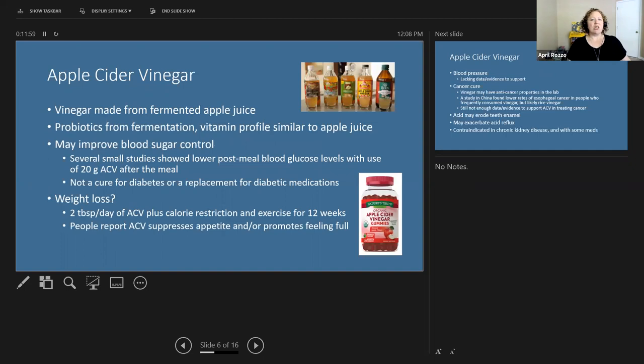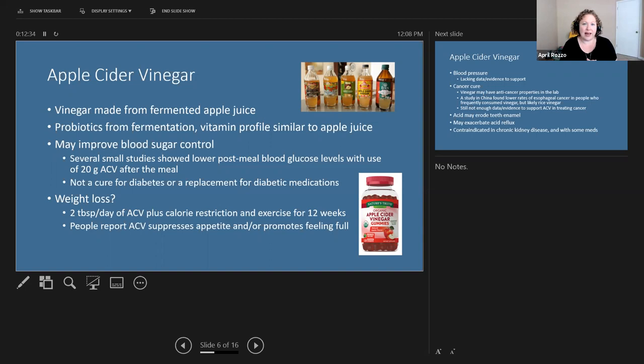Apple cider vinegar is another big one. It's been very popular for quite some time. The vinegar is made from fermented apple juice. So generally, apple cider vinegar has the same nutrition profile as apple juice, with the addition of probiotics that come from the fermentation. It's been touted as improving blood sugar control, weight loss, a host of other things.